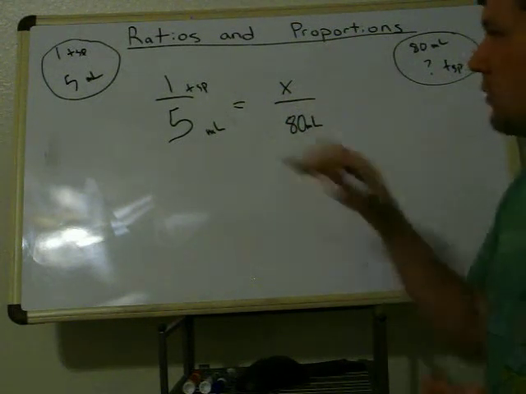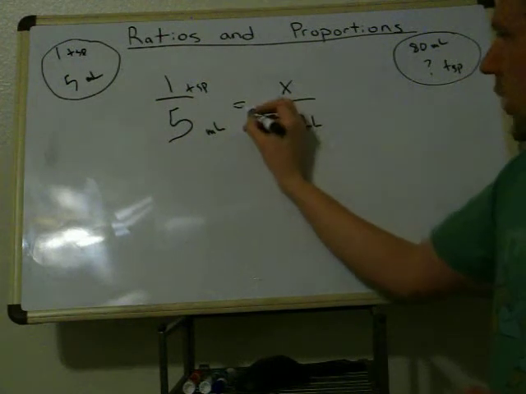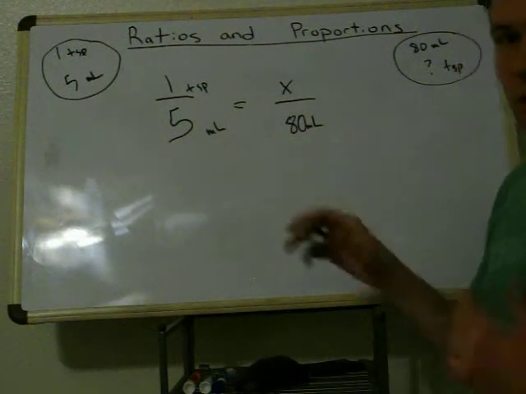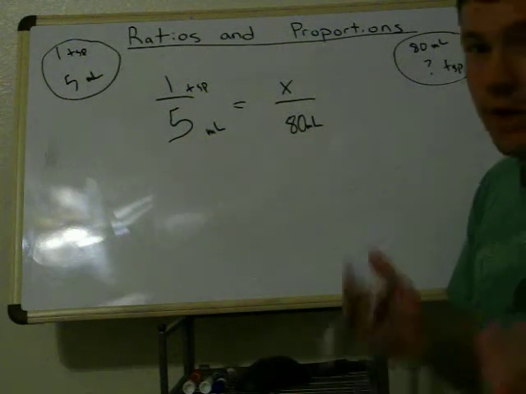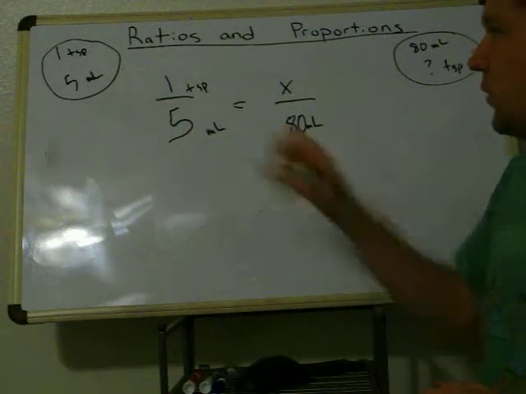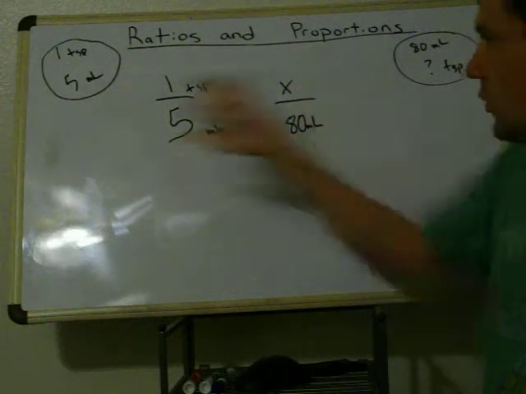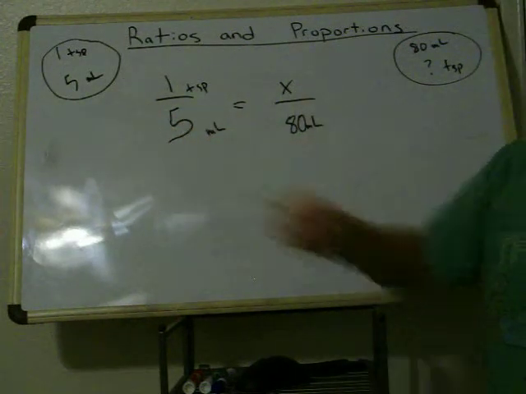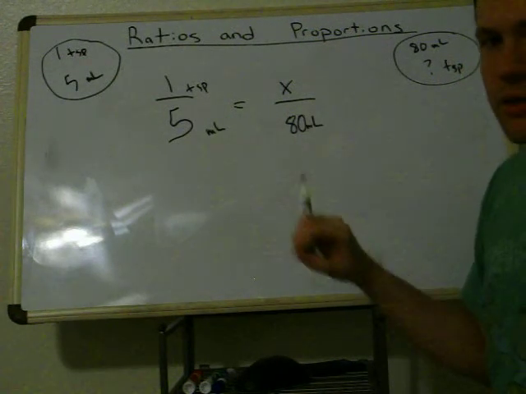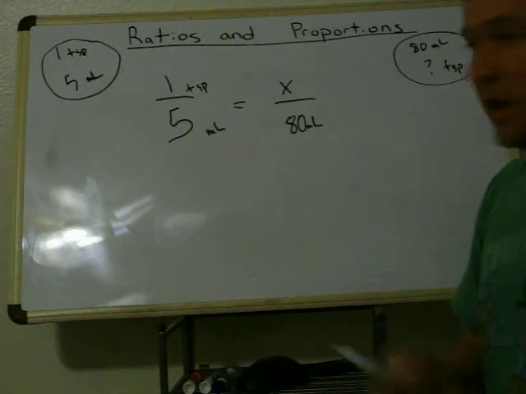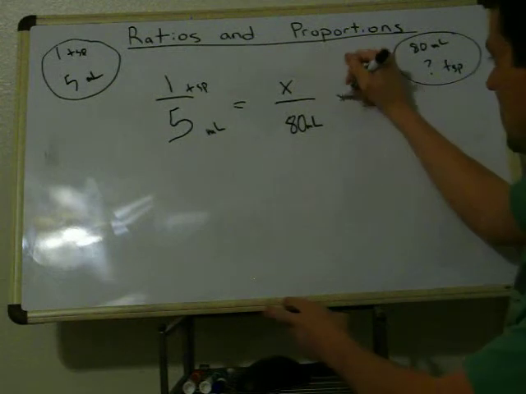Now remember, when we have this equation, we can mess around with each side by multiplying or adding anything to each side. So if we multiply this by 3, we multiply this by 3, we get the same value. So we want to get rid of this 80 milliliters somehow. So we can multiply each side by 80 milliliters.